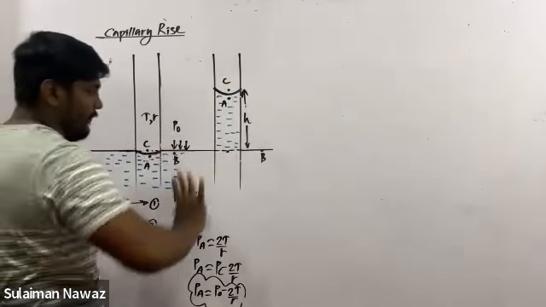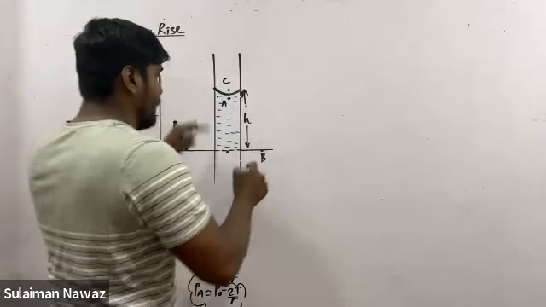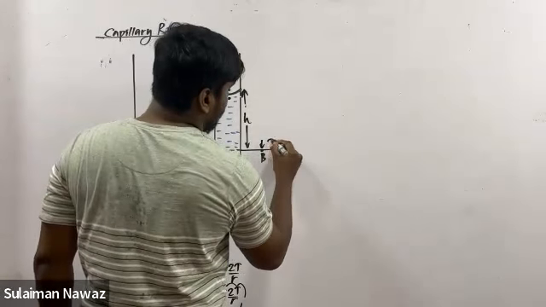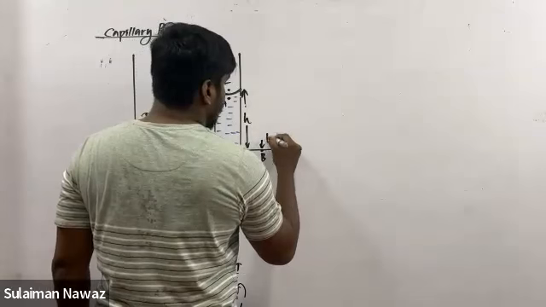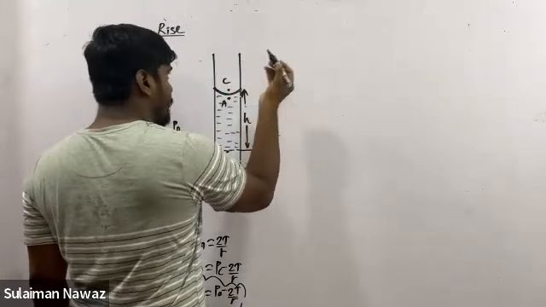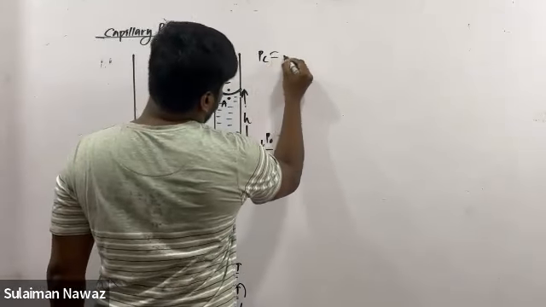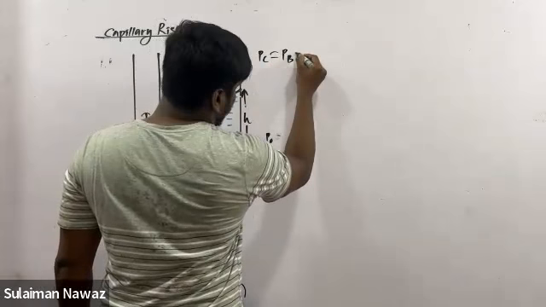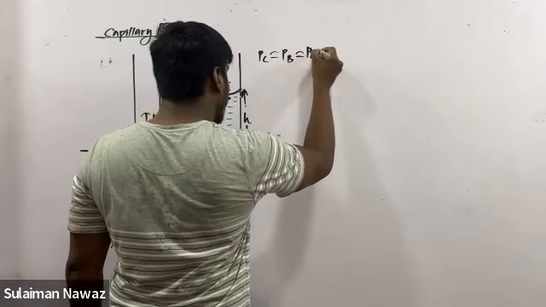Now PC is exactly equal to atmospheric pressure. PB is also exactly equal to atmospheric pressure. So PC and PB both should be equal to atmospheric pressure. PC equals PB equals atmospheric pressure P naught. This is my equation 1.